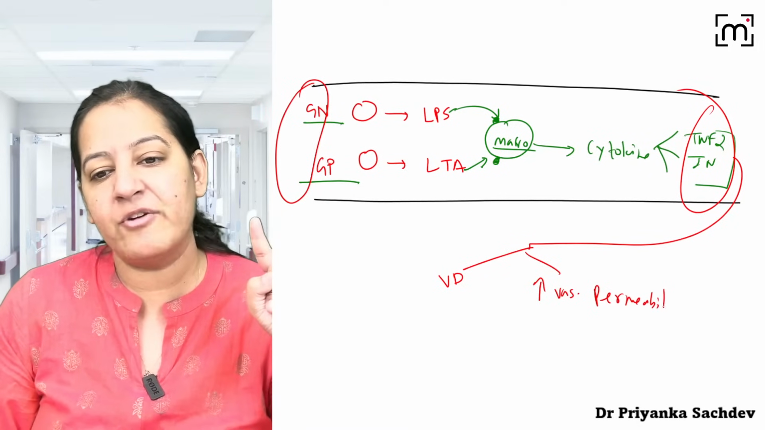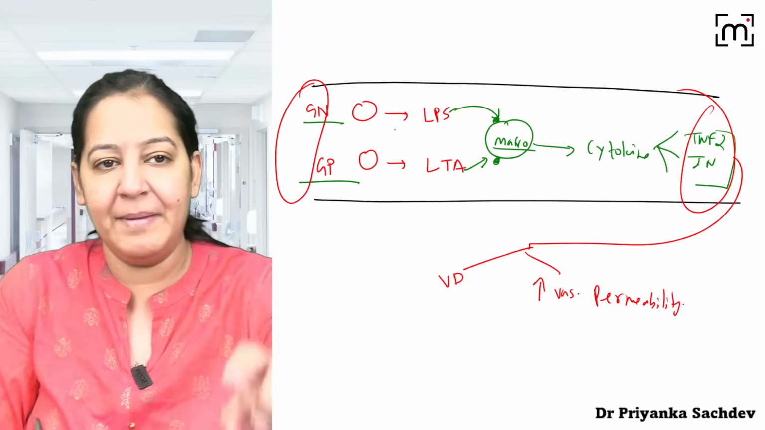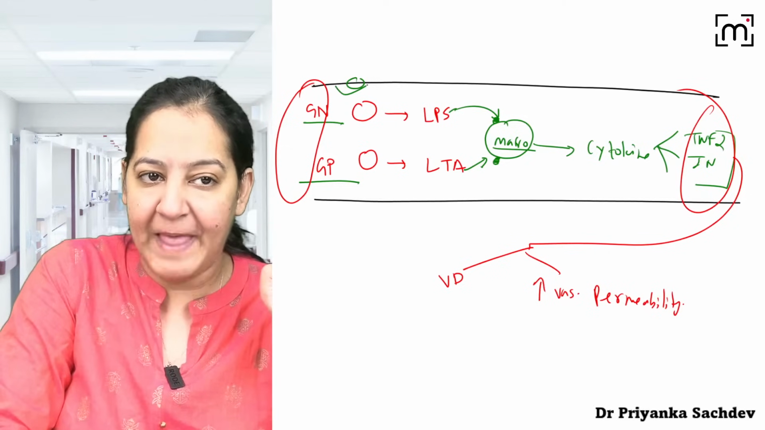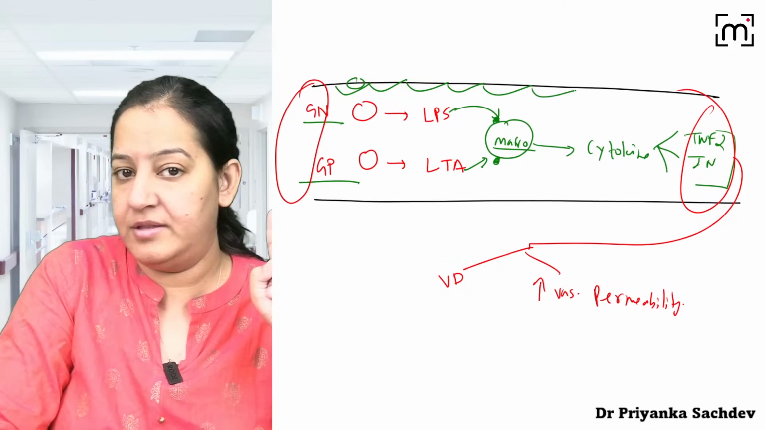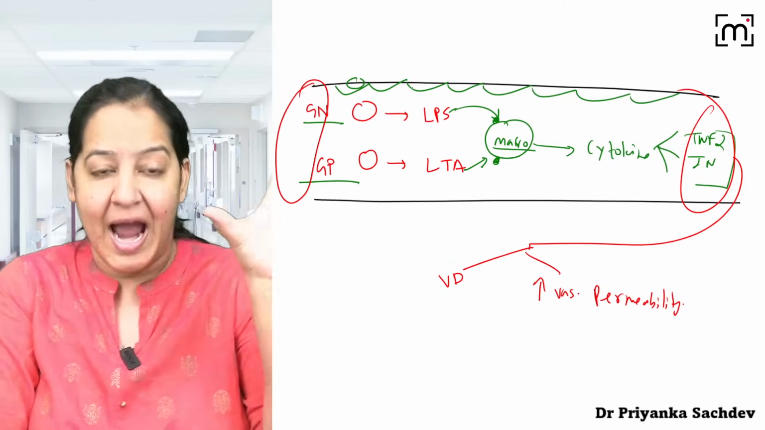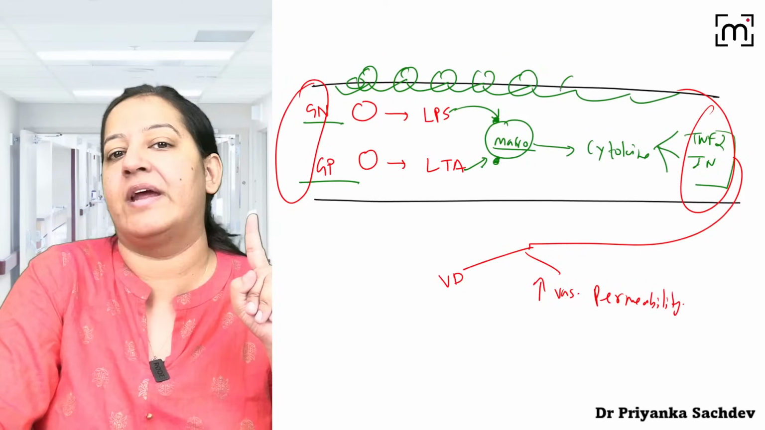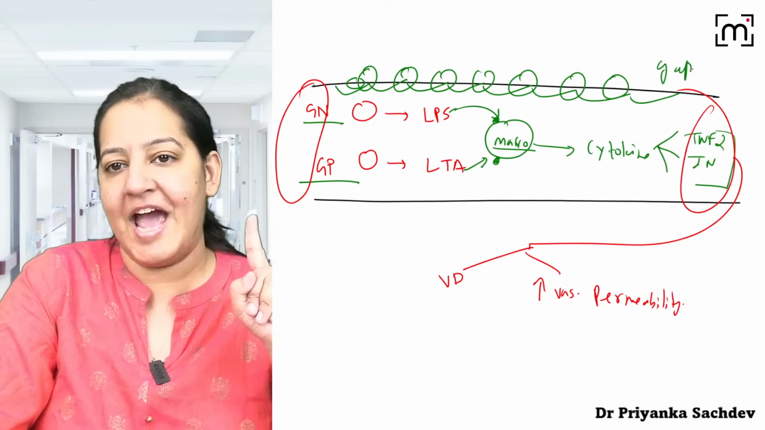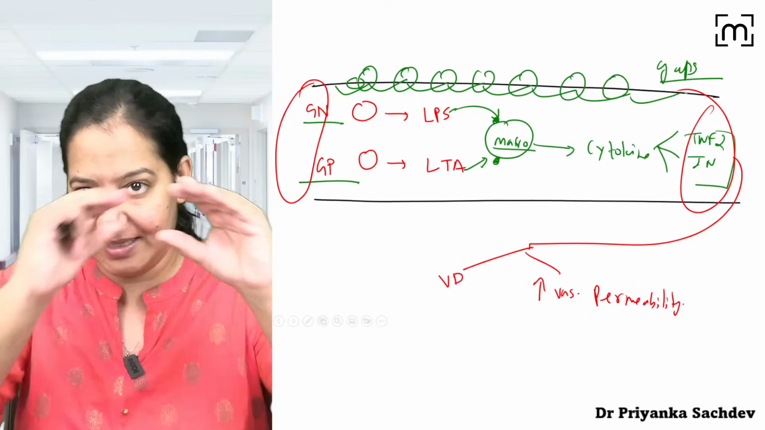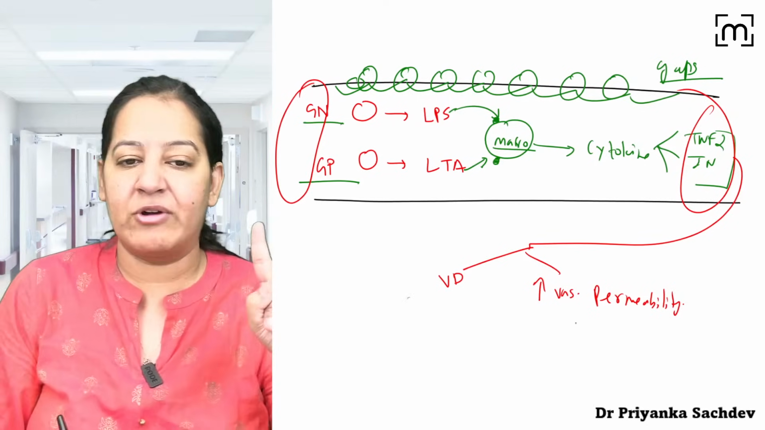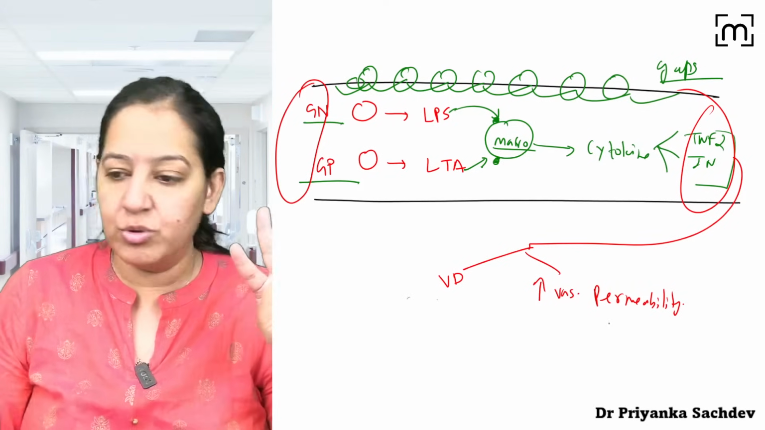What do you mean by increased vascular permeability? Can anyone tell me? So in this blood vessel, the endothelial cells are very close to each other. There are no gaps. But the endothelial cells will contract and between two adjacent endothelial cells, gaps will be created. Gaps will be created in the endothelial lining. This is known as increased vascular permeability. So these two things will happen.